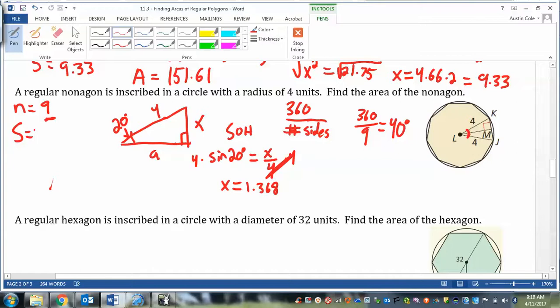Okay, so that 1.368, did we find this entire side or just the piece? Just the piece, right? How are we going to find the whole one? Times it by 2. So if we want s, we're going to take our x we just found, 1.368, the base of this little right triangle, and times it by 2. Okay, what'd you get there? 2.736. Okay, so we can fill in our s. We have 2.736.